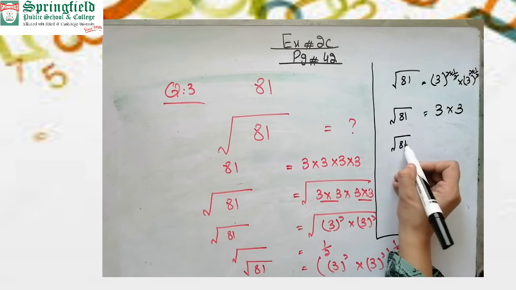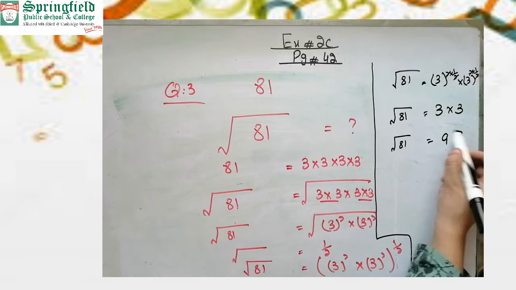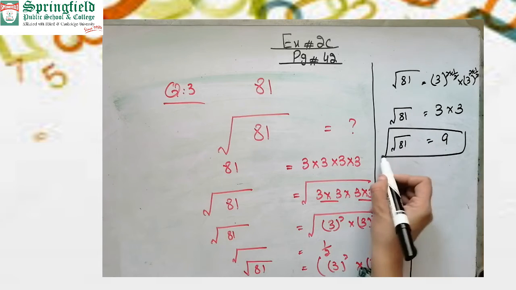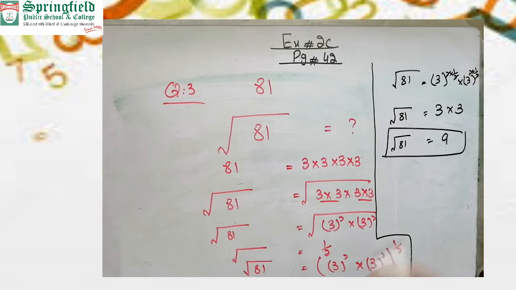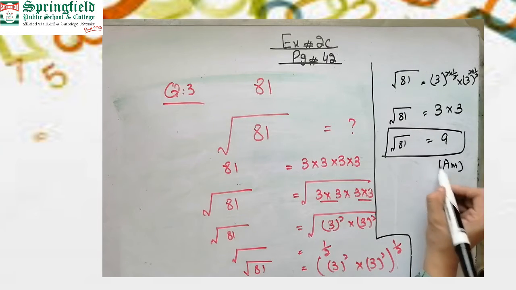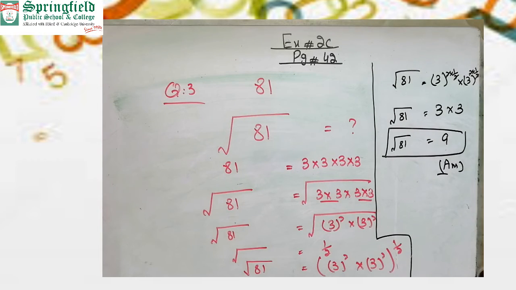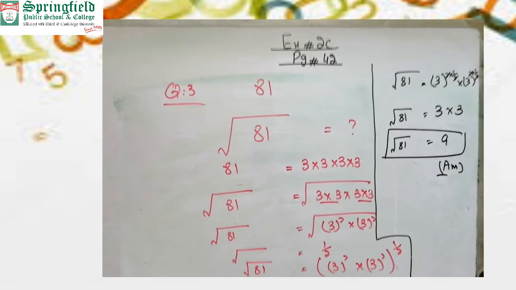The square root of 81, 3 3s are 9. So it means 9 is the square root of 81, and this is your final answer. Understood, beta? Okay. Now rest all the parts are your homework. Now come on the question number 4.